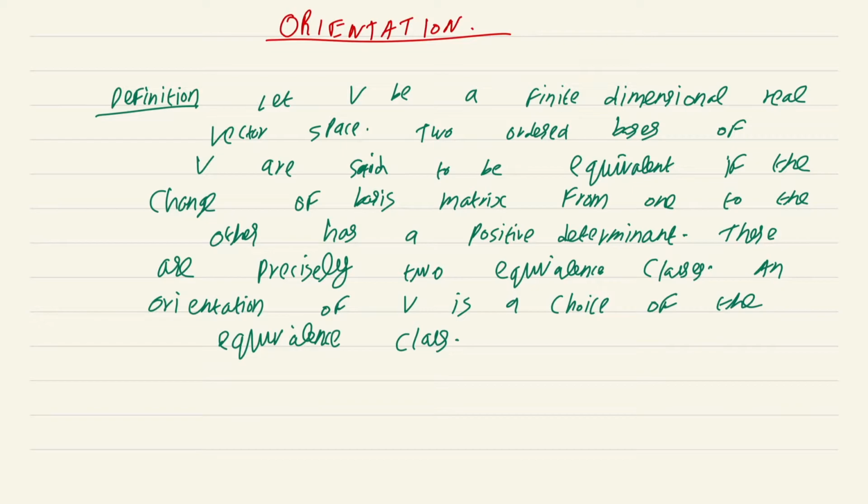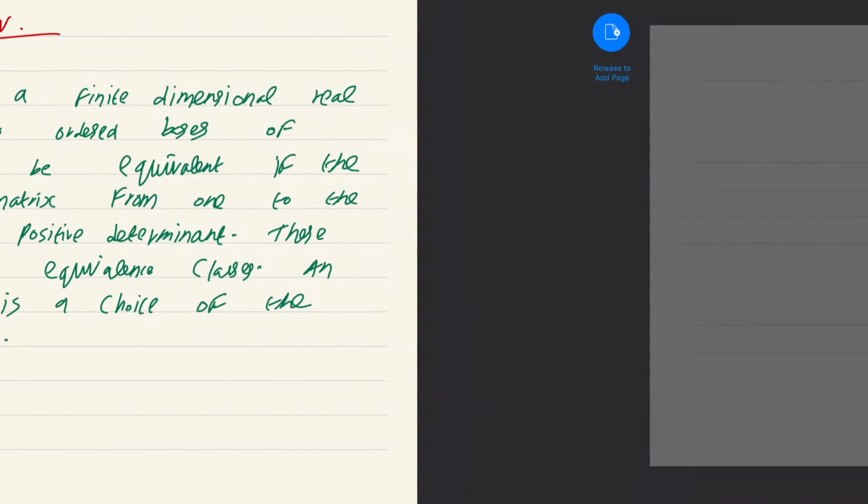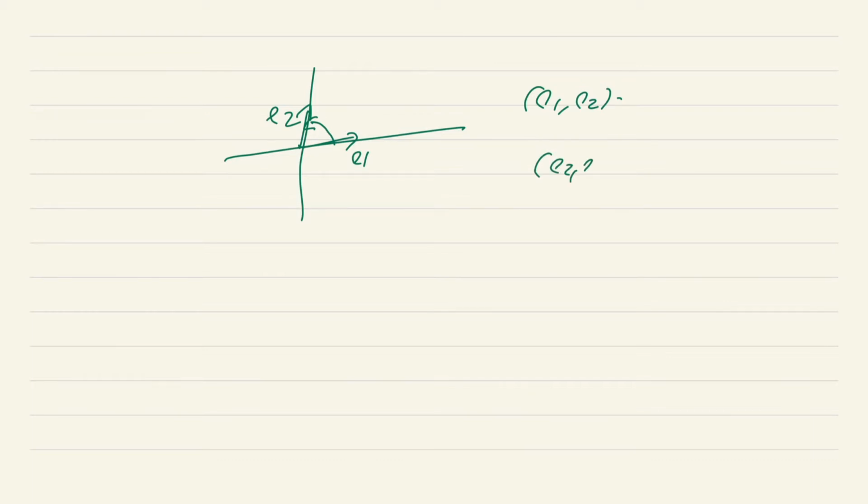Now in R2, choosing the orientation is like choosing which is clockwise and which is anti-clockwise. If you choose e1, e2 as the ordered basis, it tells you that what we call the anti-clockwise direction is the positive direction, and the other choice would be e2, e1, which determines the clockwise direction.